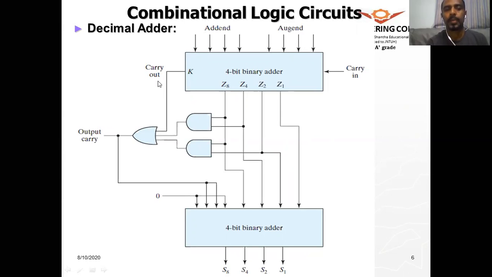So the overall carry, as you know, we are going to write the expression for it. We are going to call this the K bit. When this K bit is high, this is the final result, that is S1, S2, S3. So this has to now be shown in terms of whatever truth table we have shown in the previous diagram. Therefore, the expression for C, the overall carry, is K OR Z8, Z4 OR Z8, Z2. So this is the expression for the C.